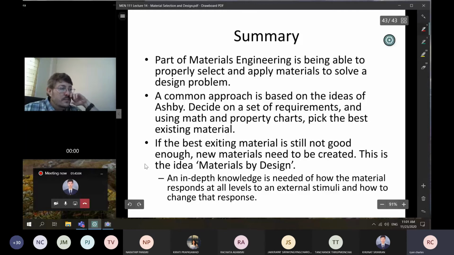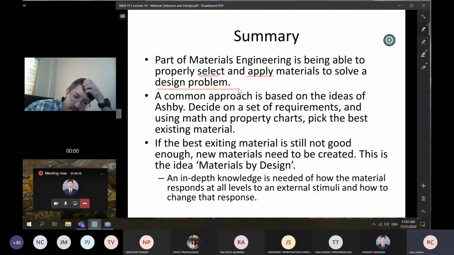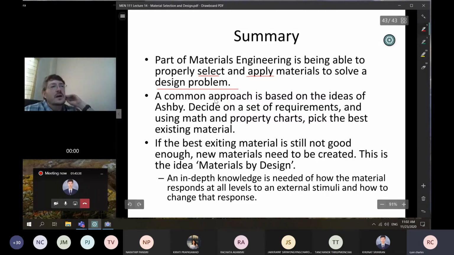So summary here. Part of materials engineering is being able to properly select and apply materials to a design problem, right? Now, there's different types of civil engineers. Some of you will focus on design. Some of you will build things, right? Some of you are just going to survey stuff, right? But at some point, maybe you have a design and you have to figure out how to pick a material for that, all right? A common approach to that is based on the ideas of Ashby, Michael Ashby, with all of his books.